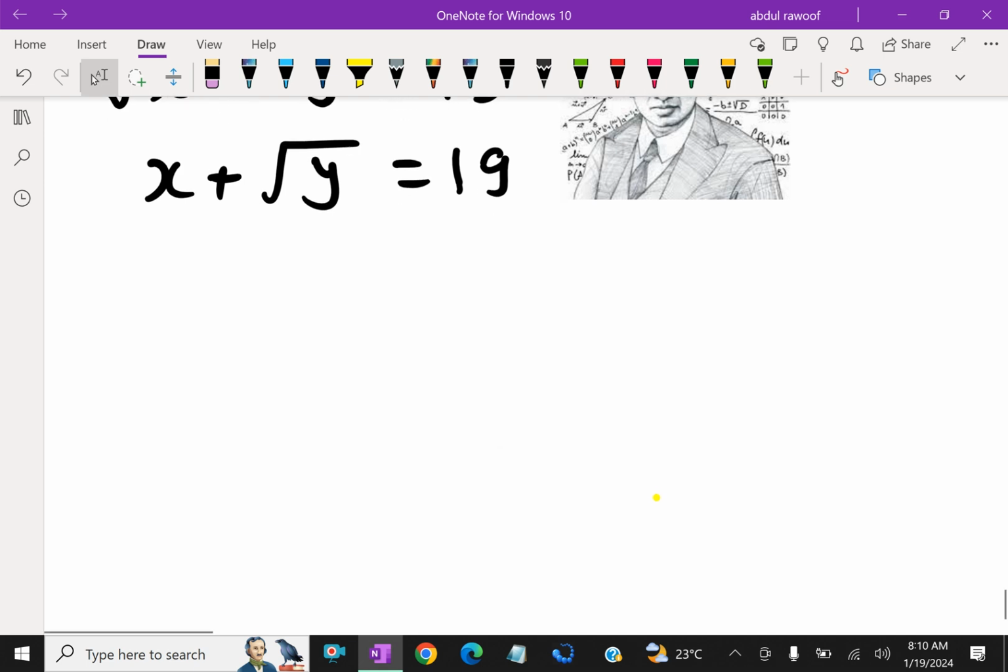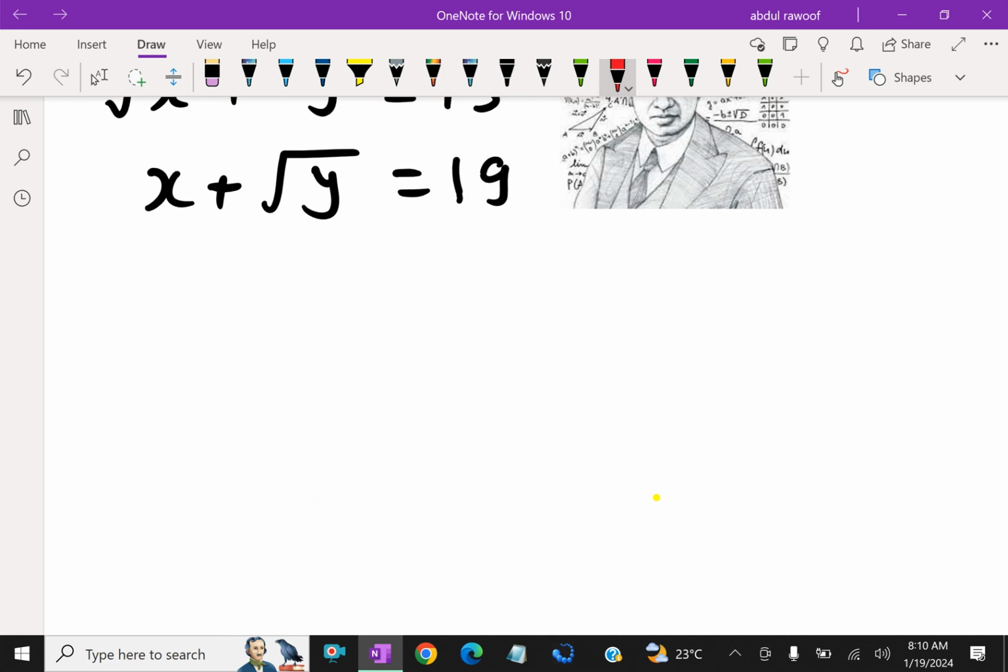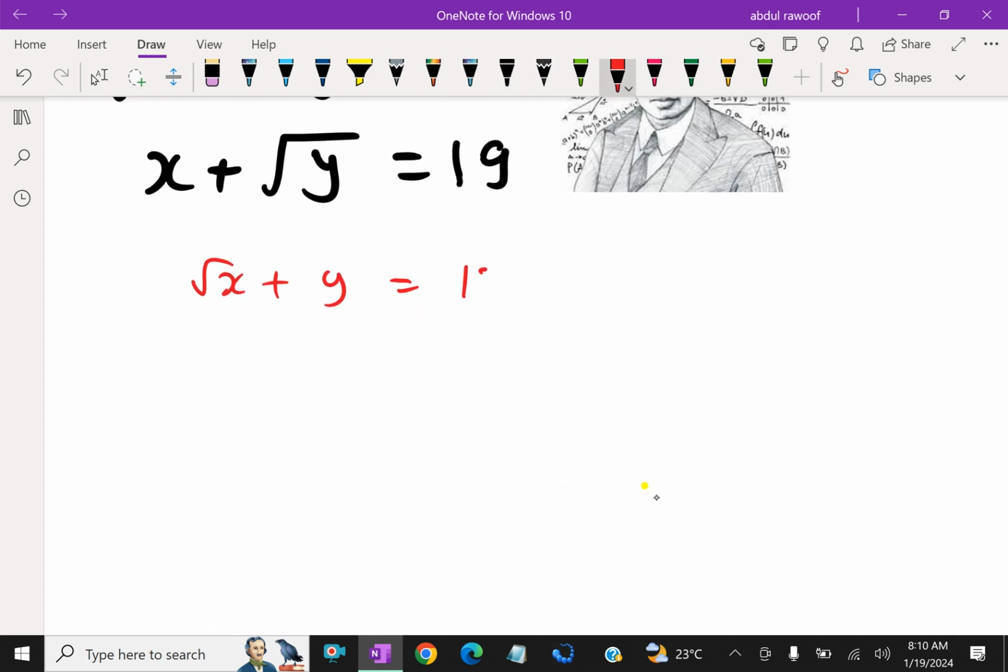Look here. First I rewrite the equations. Root x plus y equals 13 is the first equation. The second one is x plus root y equals 19.